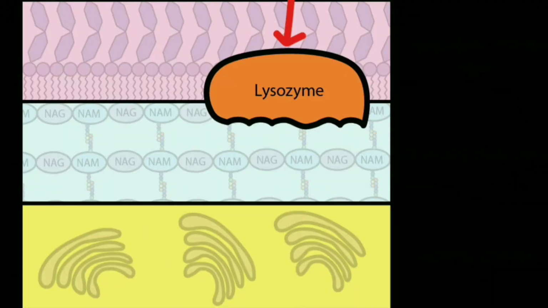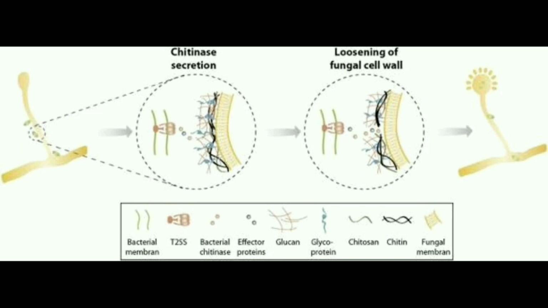In order to do this, we use lysozyme. This lysozyme breaks the membrane of a bacterial cell. And for a fungal cell wall, we use chitinase. Chitinase is used for breaking down the cell wall of a fungus.